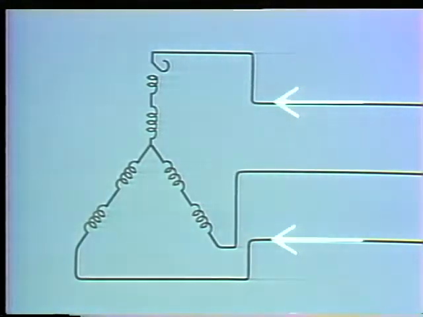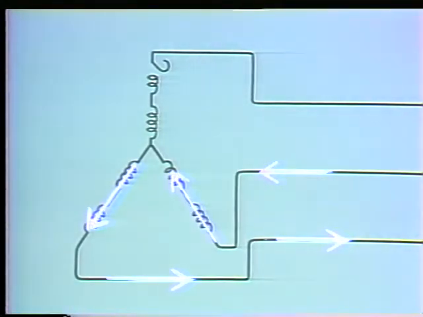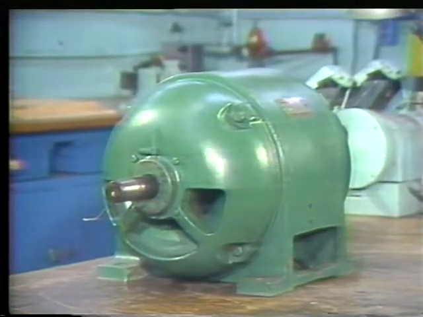Likewise, if we were to take a reading between lead 1 and lead 3, the open in coil 1 would prevent continuity from being indicated on our multimeter. But if we measured current flow between lead 2 and lead 3, we would get a reading. An open doesn't exist in the current path between those two leads, so current can flow between these two points. Now let's look at an example of this test.